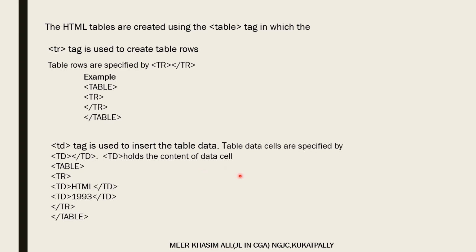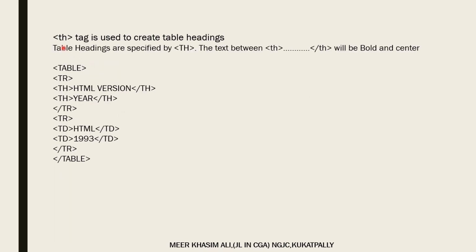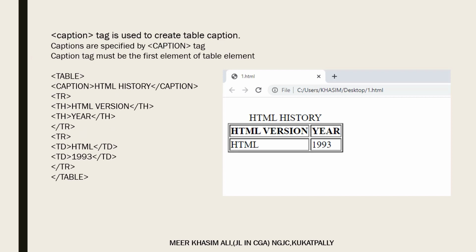data cell. The third one is the th tag, which is used to create table headings, and the text between these th tags will be bold and centered. The next tag in HTML is the caption tag, which is used to create table captions, and this caption tag must be the first element of the table.